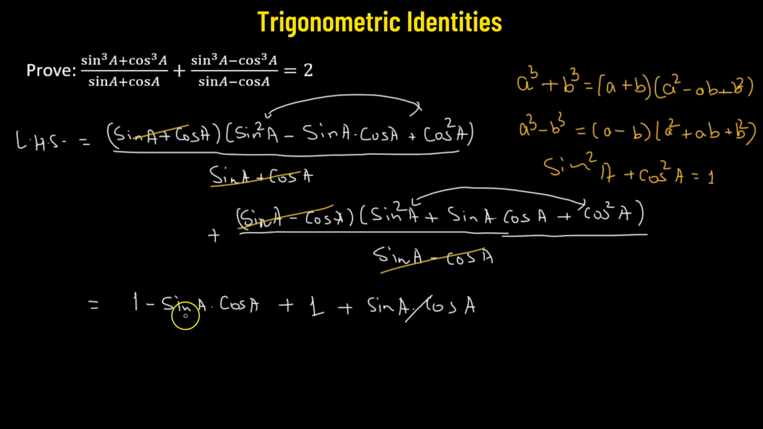So sine a times cosine a will get cancelled out, and we have 1 plus 1, which is equal to 2. And this is the expression on the right hand side. Hence, we have successfully shown that the left hand side is equal to the right hand side. Hence, proved.